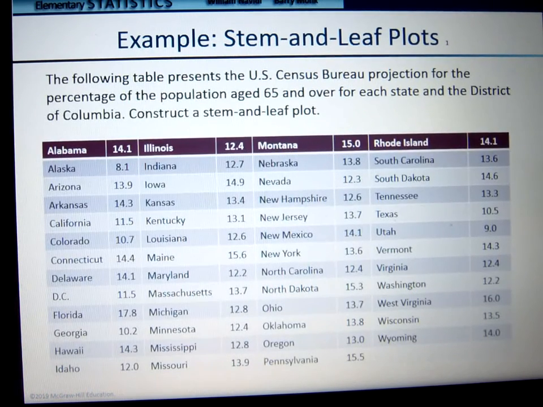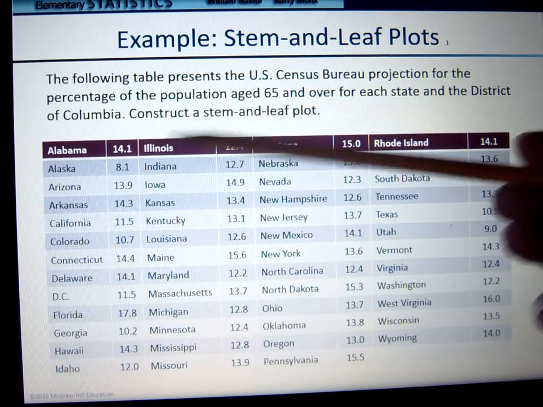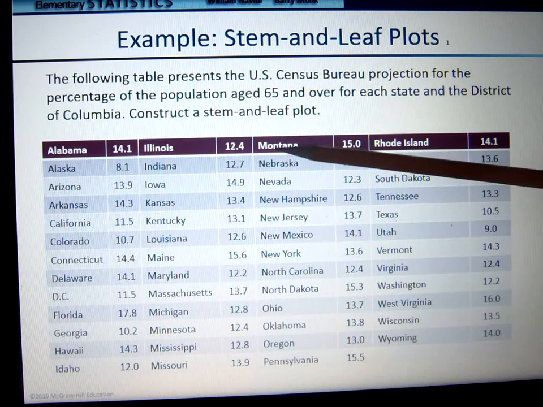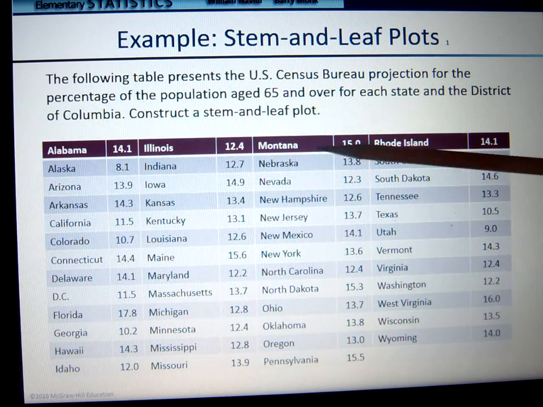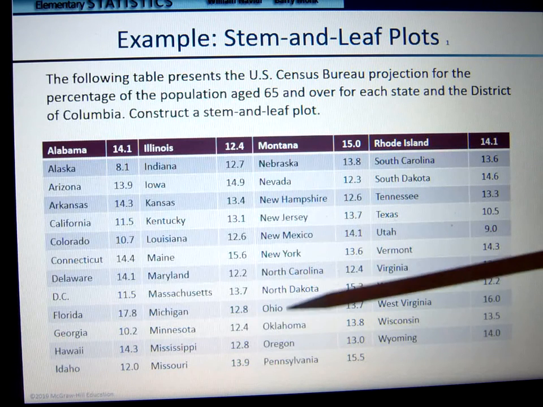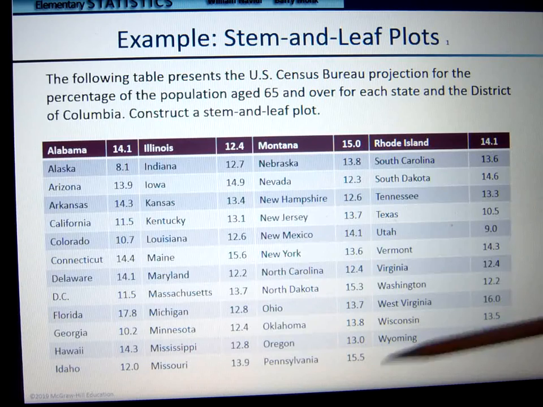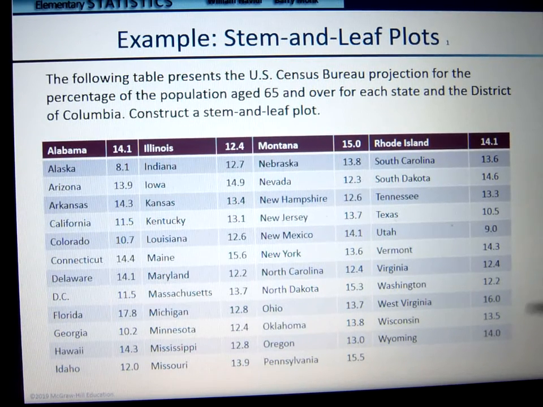Okay, so here we have the U.S. Census Bureau projection, percentage of population age 65 and over for each state and the District of Columbia. Construct a stem and leaf plot. So the first thing we're going to do, as we did before, is look for the smallest number. So far it looks like Alaska, and I'm going to continue to go through and see if I have anything that's less than 8.1.